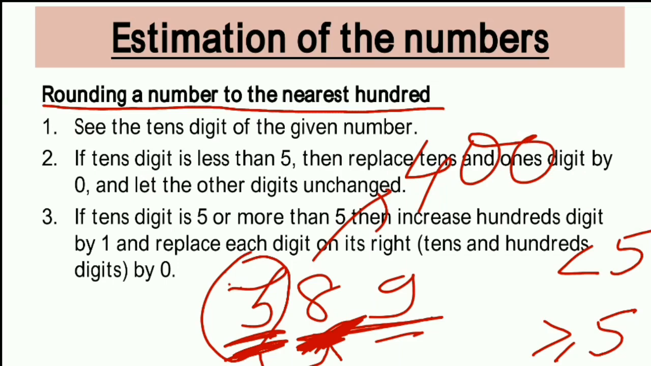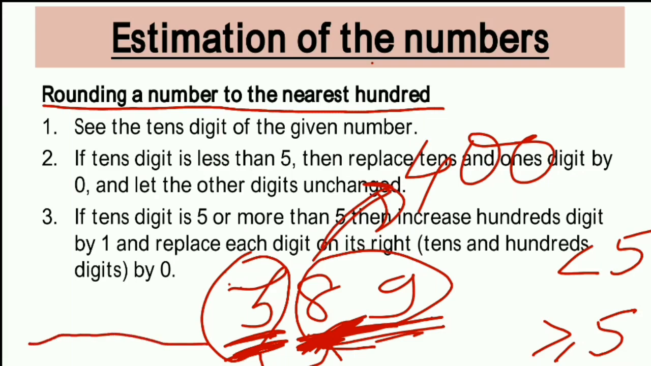Up to whichever place we have to round the number, the digits after that will be converted to 0, and the digits before that will be written the same. Suppose 1 and 2 are there, then 1, 2 will be written here. I hope you understood. Let me take another example.